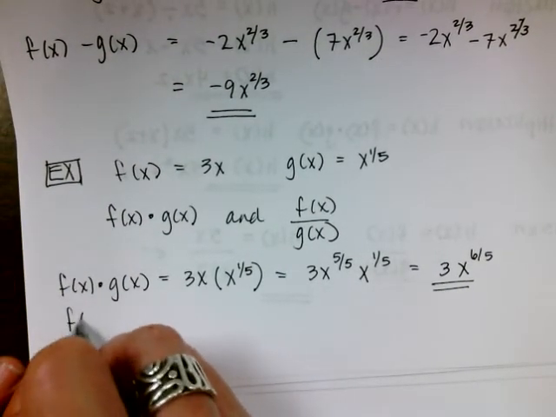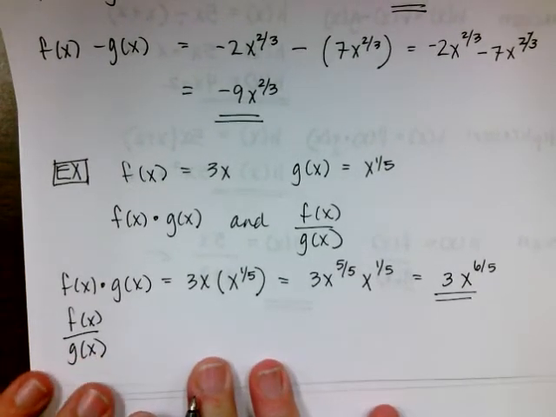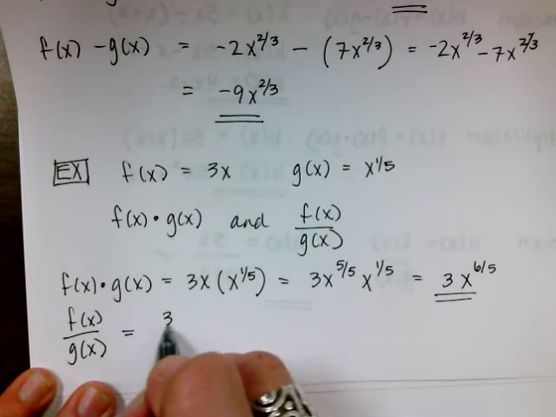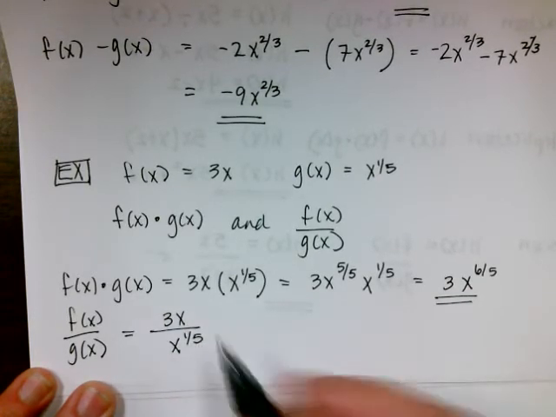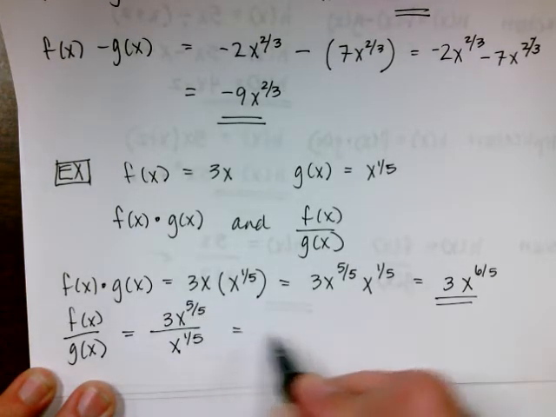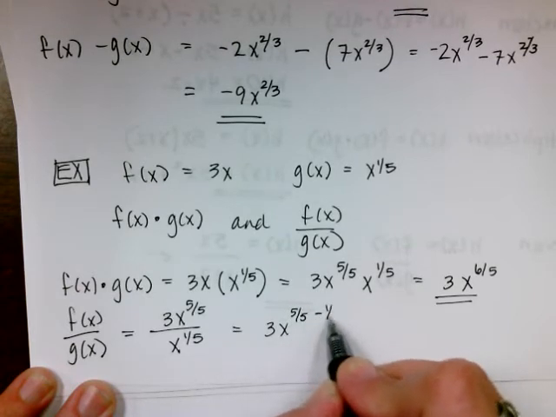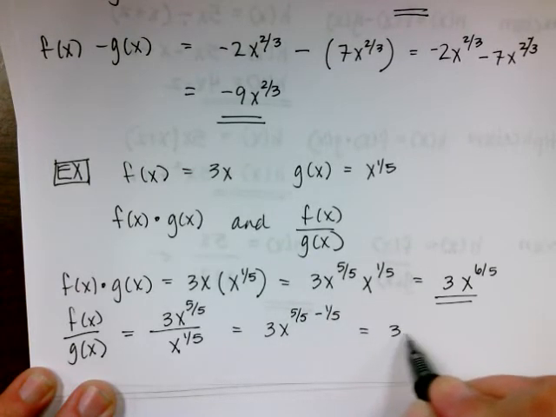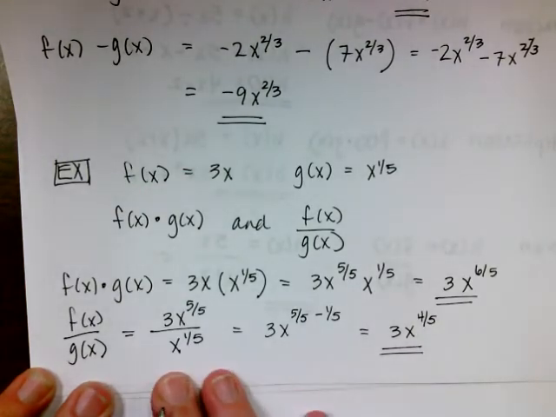All right, your last one is f of x divided by g of x. Okay? So if I do that math, here's my 3x, and here's my x to the 1/5. I'm going to change the 1 to be a 5 over 5. So now I have 3x to the 5 over 5 minus 1 over 5, and I get 3x to the 4/5. And now that one's done. Yay! All right, so that's your notes for the day.